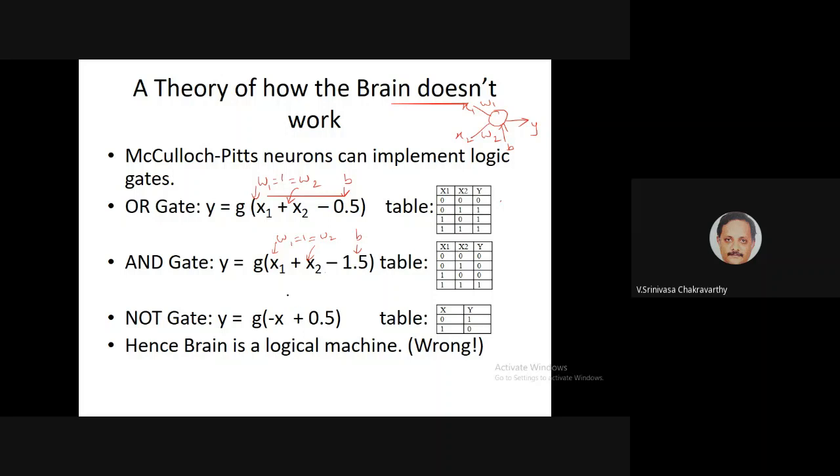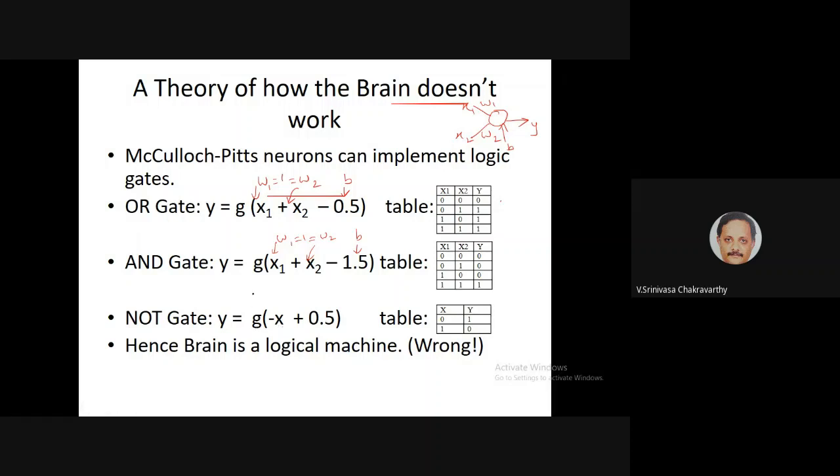Next, we are left with the NOT gate. The NOT gate is quite trivial because there's only one w, and that w is minus 1, and the threshold is plus 0.5. Then if x is 0, the argument is positive, so y is 1. If x is 1, the argument is negative, so y is 0.